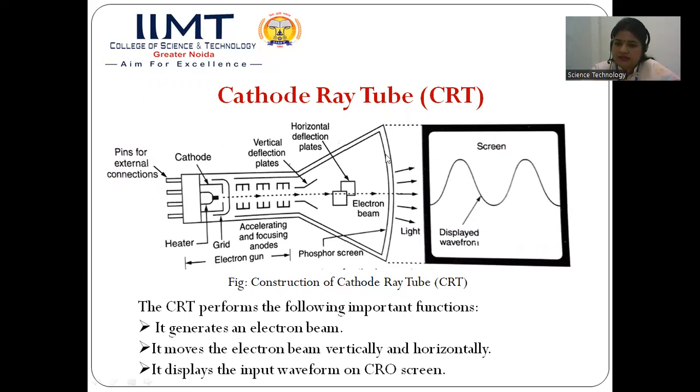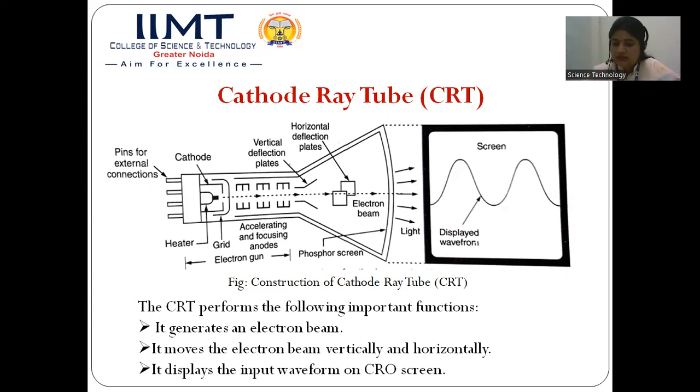Now this screen is the last part, called the phosphor screen, and the inner side of this screen is coated by a special type of material, a special type of phosphor. The function of this phosphor is that it converts the electrical energy into light energy. The portion of the screen which is struck by the electrons will illuminate. In this way, we will get the visible output on the phosphor screen, and we can visualize the waveform which we have obtained in all this process.